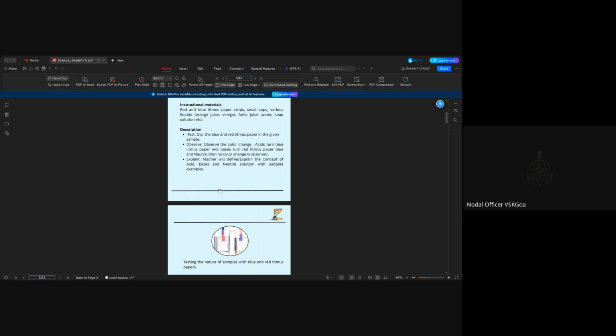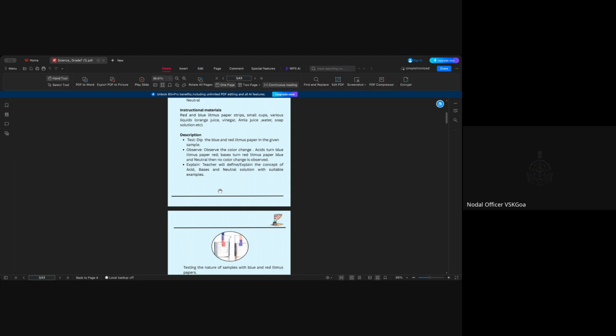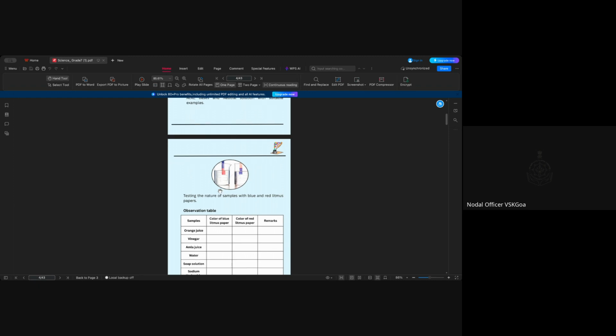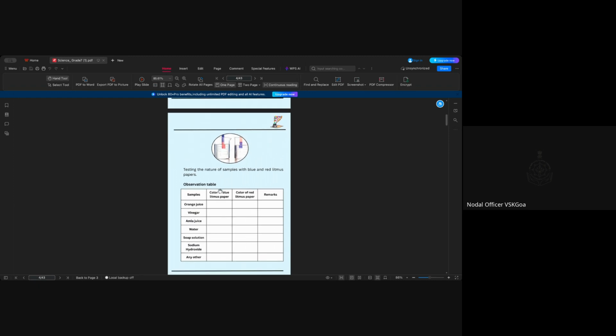And then at a later stage, you can put in the minds of the students this concept of acid, base and neutral solution, because you know that in 7th standard you are going to continue with this particular lesson. So just to bridge that. The observation table is given below. These are just suggestive samples. Depending on your class size, you can go on adding different samples and let the students observe the color change of the blue litmus paper and red litmus paper.